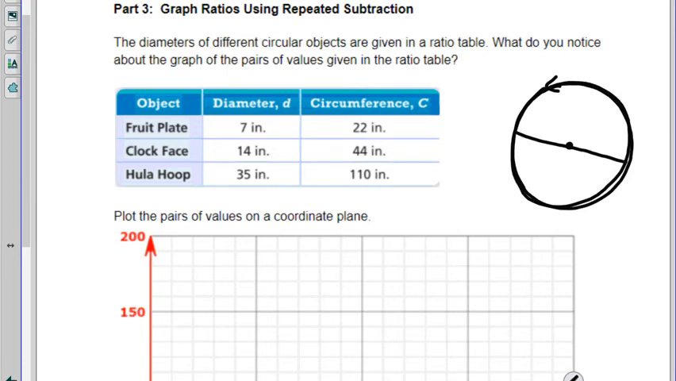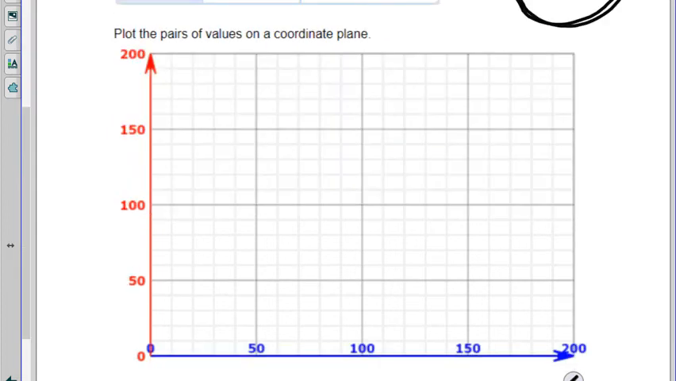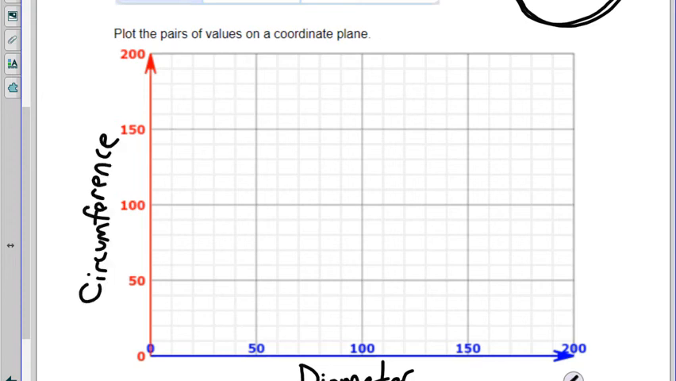You might notice these are all equivalent ratios. They're all 7 to 22 ratios if you simplify them. But we're going to plot these and get a graph of our ratios, our relationship between diameter and circumference, and use that to answer a question. So I'm going to make my x-axis, the horizontal axis, the diameter. And I'm going to make my y-axis, the vertical axis, my circumference. And I'm going to plot the 3 ordered pairs that I have, (7, 22), (14, 44), and (35, 110). And there they are. Now I'm going to connect them with a line.